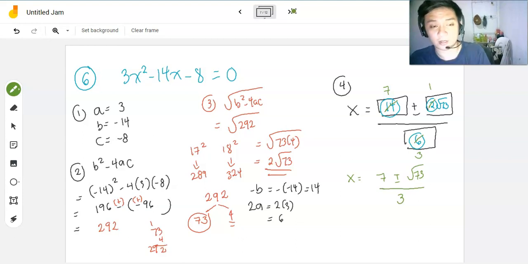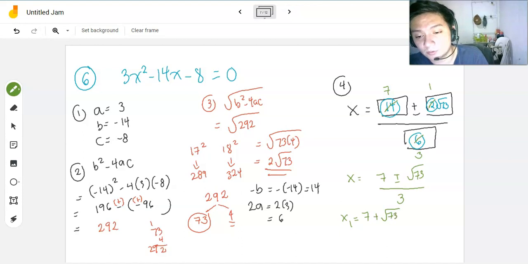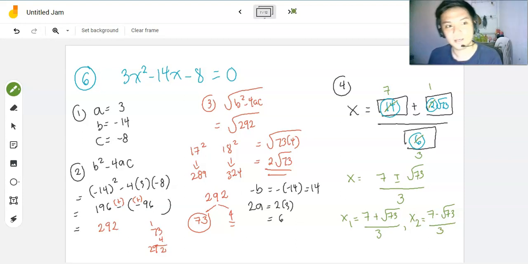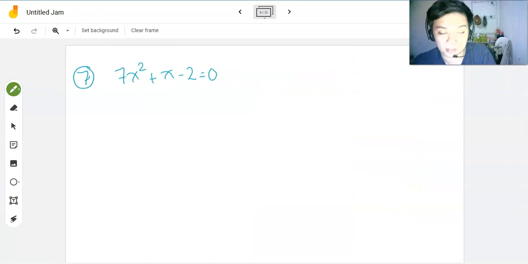Meaning, kapag pinaghiwalay mo yan, you will have x sub 1 is 7 plus square root of 73 all over 3. Tapos yung x sub 2 is just 7 minus square root of 73 all over 3. Okay? Punta na tayo ngayon agad sa next example.